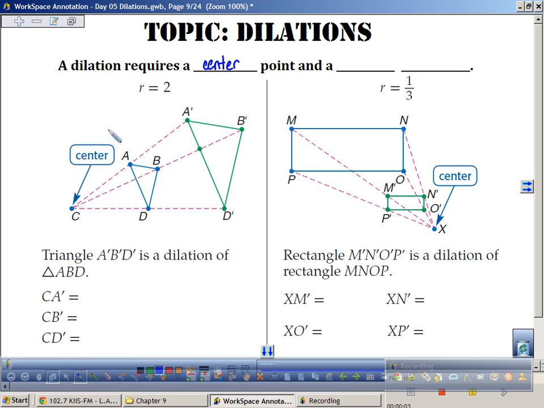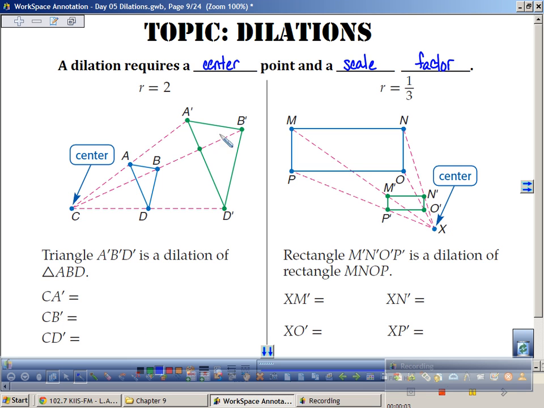And then what other thing do you think you need to make something larger or smaller? A what? We were just talking about it. A scale factor. When have we used scale factors in previous chapters? In similar triangles or similar figures, correct? So this is going to look a lot like that, okay?